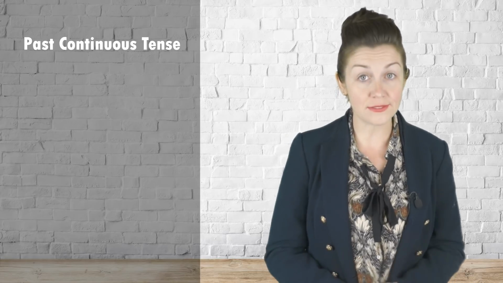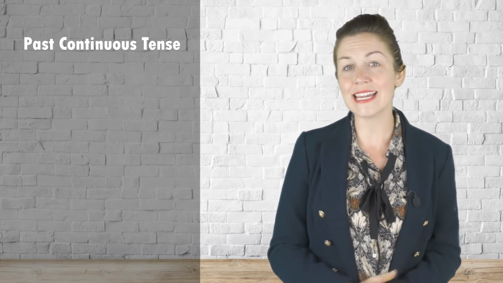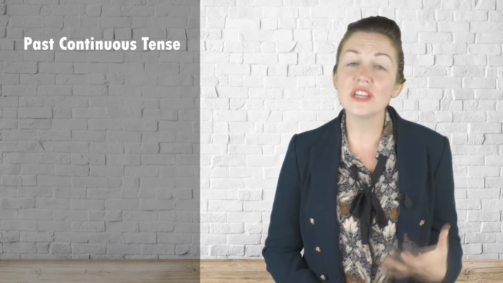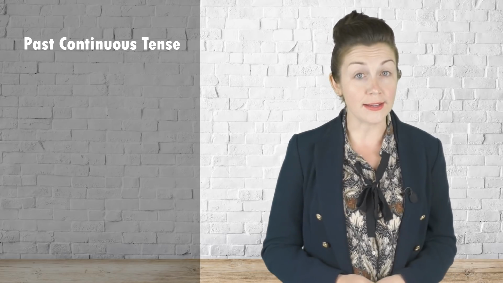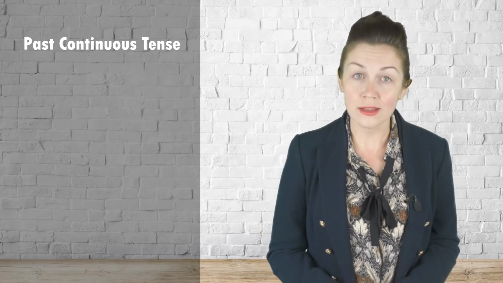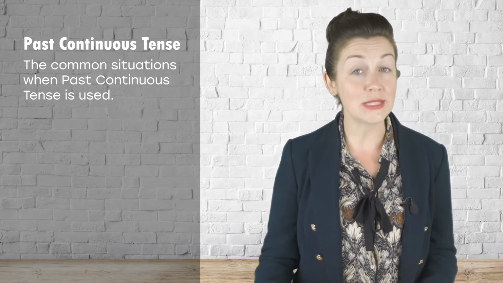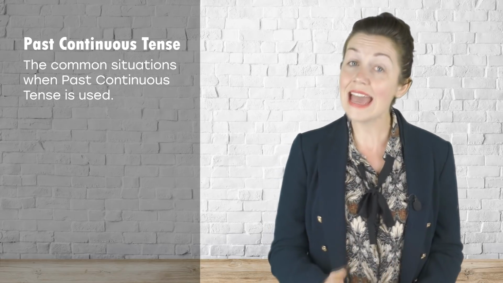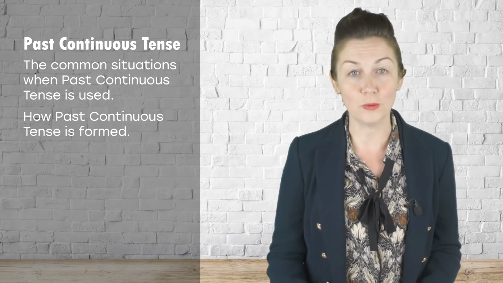Today we continue learning the next group of English tenses, continuous or progressive tenses. Just to remind you, continuous tenses indicate a progressive action at a certain moment in time, so in the present, the past or the future. And again, in order to speak correctly, we will learn the following: the common situations when past continuous tense is used, and how the past continuous tense is formed.